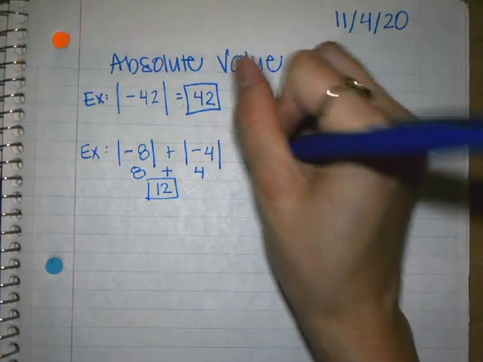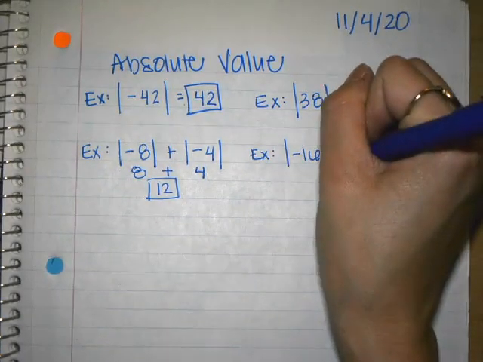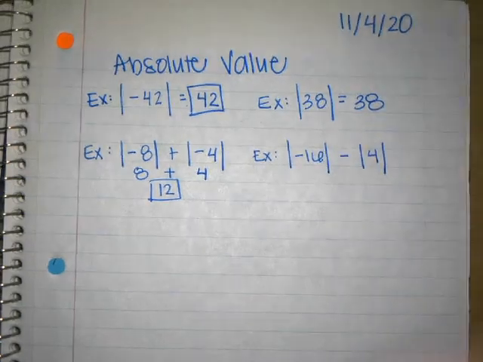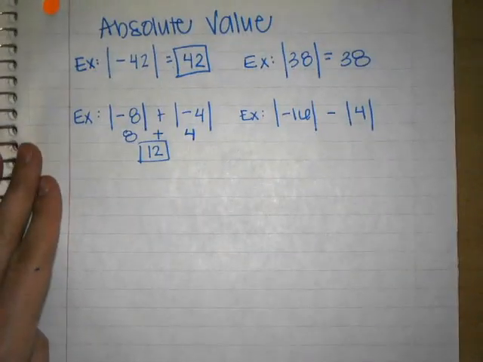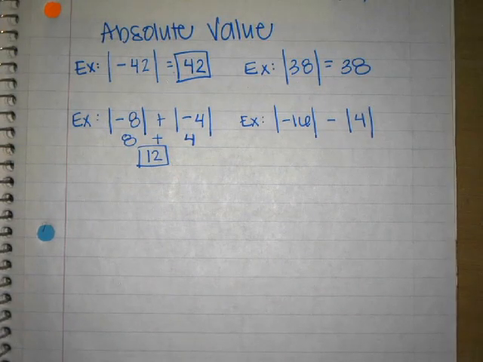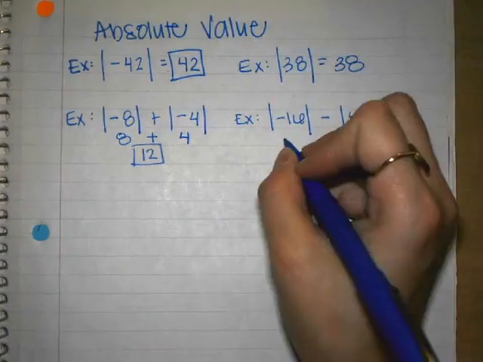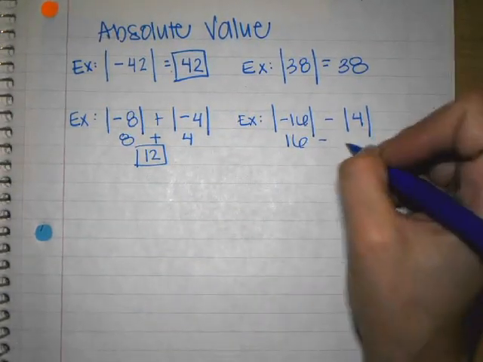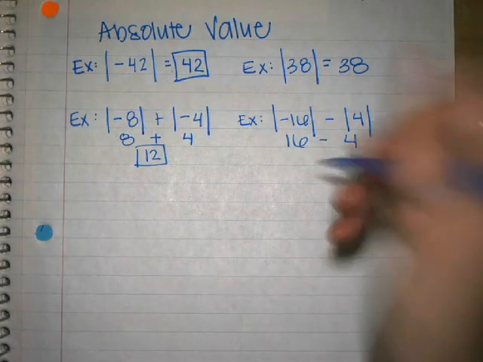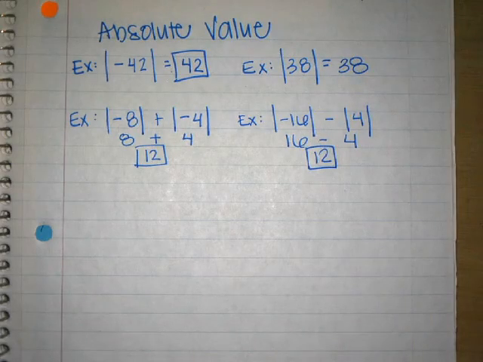Okay, do this one for me. What do I have to do first, everyone? Absolute value of -16 is? 16. Absolute value of 4 is? 4. 16 minus 4 is? 12. Alright, any questions on absolute value? No. Okay.